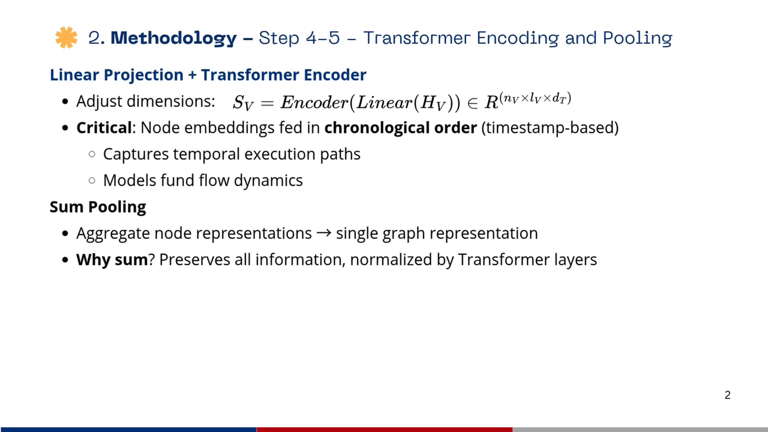Steps 4 and 5 are straightforward. We project dimensions to match the transformer, then feed the embeddings in chronological order to capture temporal patterns, then use pooling to get a single graph representation for classification.